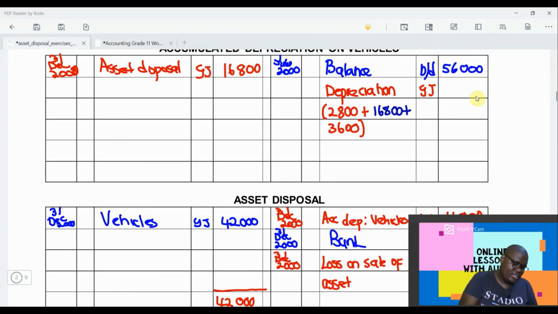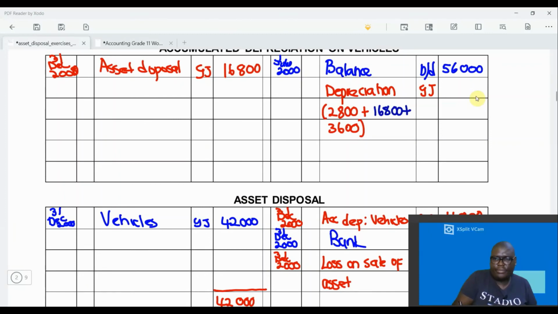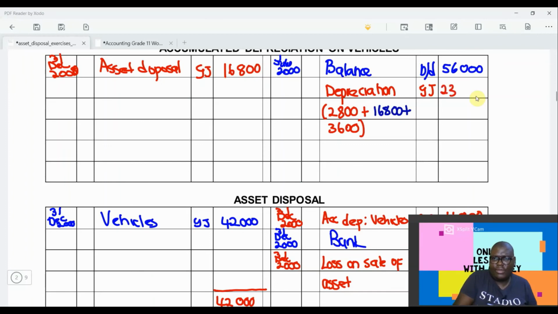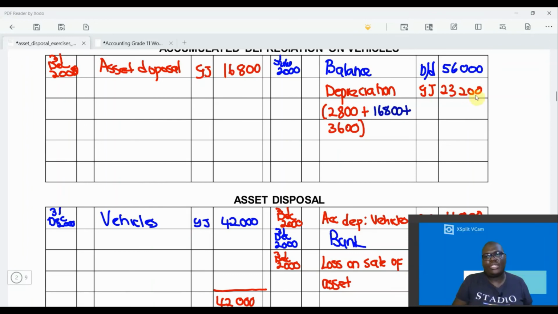So 2.8 plus 16,800 plus 3.6 is our depreciation for the year, which is 23,200. Okay, so we're done with depreciation for the year. You just add them. 2.8 plus 16,800 plus 3.6, you get your total, which is 23,200. So we are done with that part. It has been sorted out.